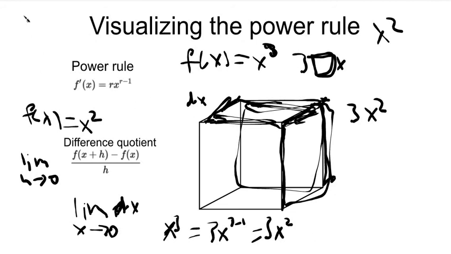So in conclusion, what have we done today? We've reviewed the power rule, the difference quotient, how to solve the power rule algebraically, and visualized x squared and x cubed, the power rule in those two. So finding the derivative visualized.